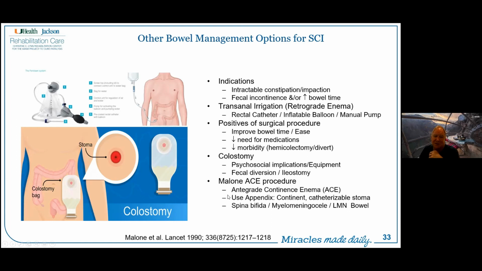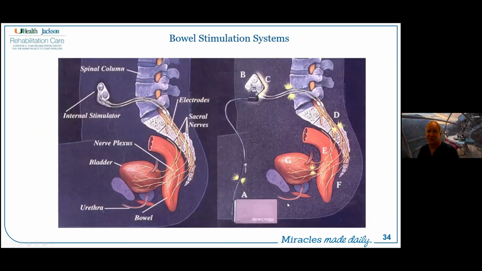The other procedure that I was talking about that I shouldn't have said, but is the antegrade continence enema. This is where you're actually using the appendix to essentially create a catheterizable stoma, and then you're pouring this through in a retrograde or an antegrade fashion. This was initially trialed in children with spina bifida and myelomeningocele. It's also been very effective with lower motor neuron bowel. I don't know that we have anybody here in Miami doing this at the moment, but it has been met with a fair amount of success in some of my previous institutions.